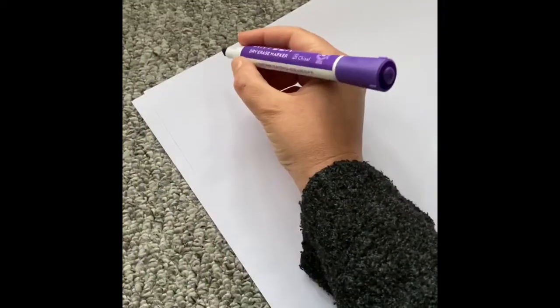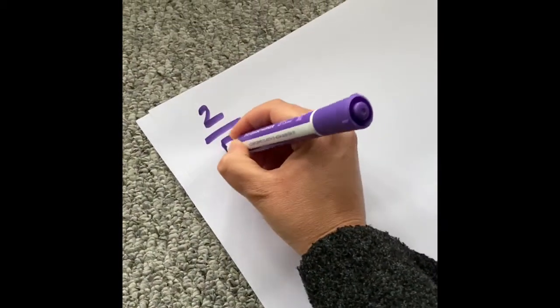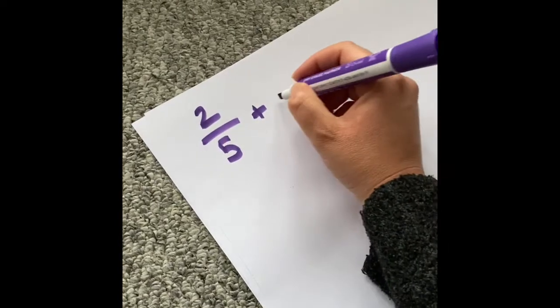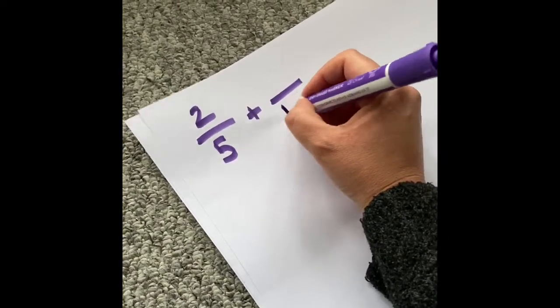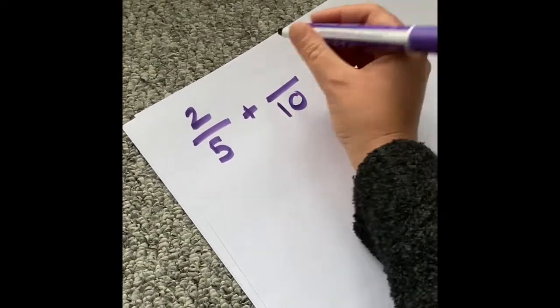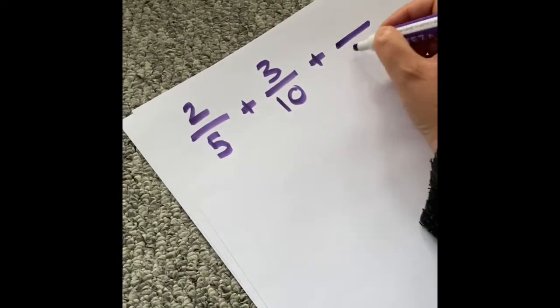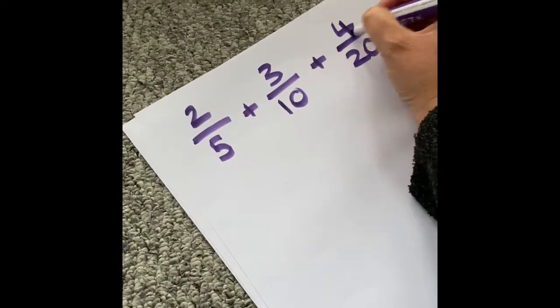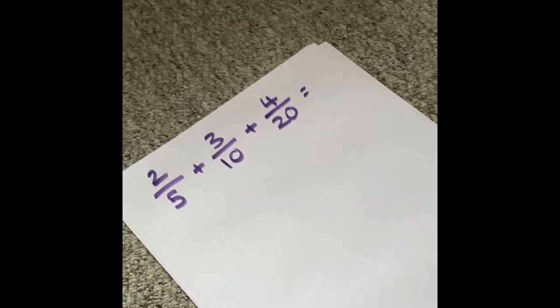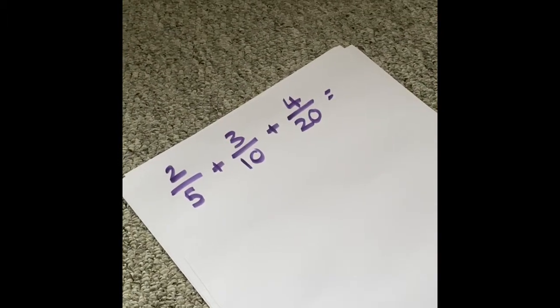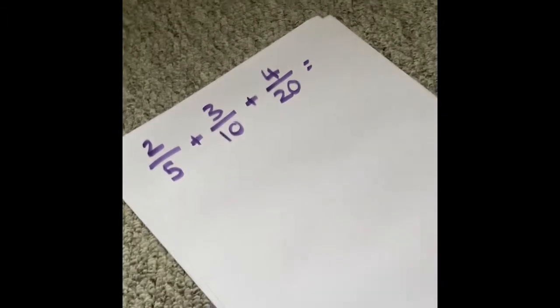This time we're thinking about adding 3 or more fractions, but this time they have different denominators. So I'm going to have a think about what we can have here. I want to add 2/5, 3/10 and 4/20.